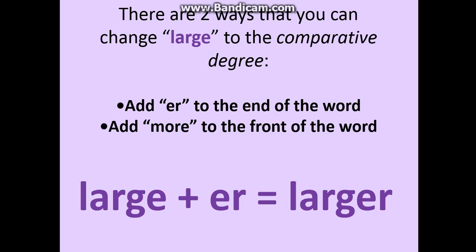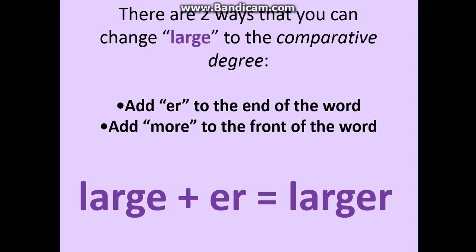And the second rule: if you add more to the front of the word, the word must be more than two syllables, so three syllables, four syllables, and so on. For example, intelligent. When you want to compare something to something, you will say that Ani is more intelligent than Vina, and so on.